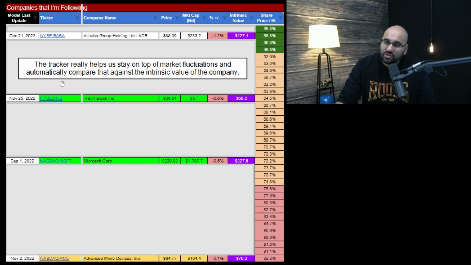And so, the tracker really helps me stay on top of market fluctuations. What it does is it takes the current share price and automatically compares it against the intrinsic value that I've allocated to the company. Now, that's just my opinion of what the intrinsic value is. It's not investment advice or anything, but every day I log on to the tracker and I see which companies are trading low, which companies are trading high, etc. And are there opportunities for me to deploy more capital in the market?